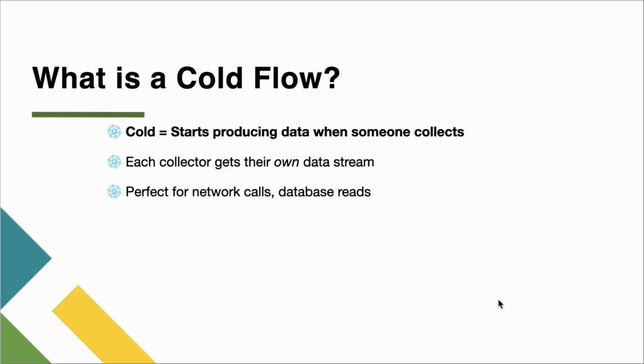Okay, so the first thing we will understand is what is a cold flow. A cold flow is basically something that starts producing data when someone collects. Each collector gets their own data stream, and it is perfect for network calls or database reads. In simple language, I would say it produces data whenever there is something there to collect, right?